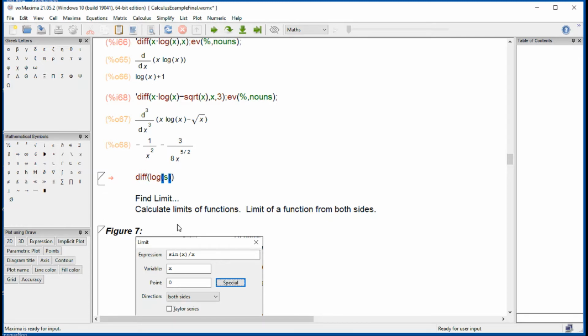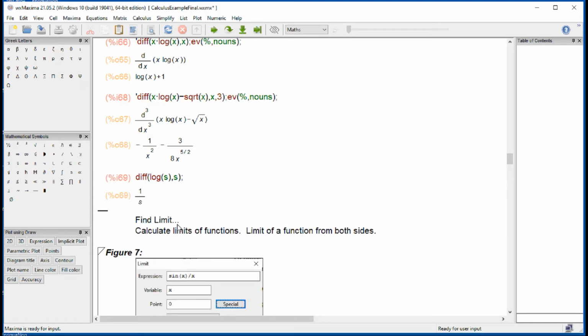So the derivatives are straightforward, and you can just type the command diff. Let's say, I'm going to change the variable to s. I'm going to find the derivative of the log of s. Remember, log is the natural log. You get 1 over s.